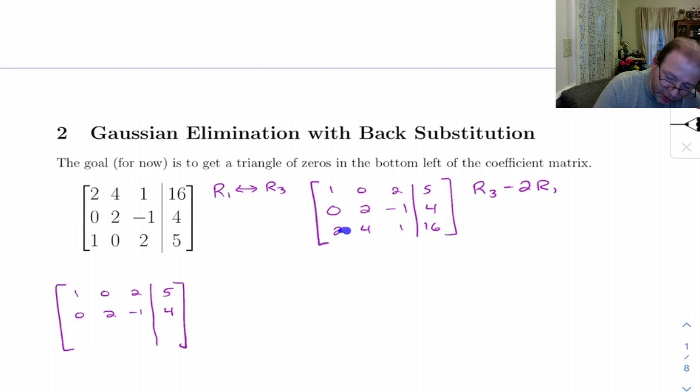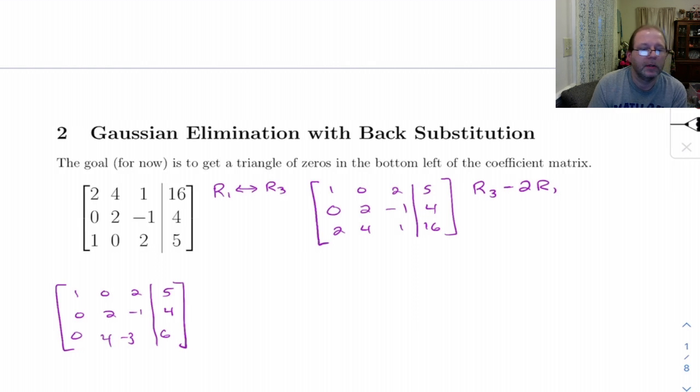What I'm going to do here is 2 minus 2 is 0. Then I'm going to do 4 minus 0 is 4. Then 1 minus 4, because remember we're doing the bottom row minus twice the top row. So 1 minus 4 is negative 3. And then 16 minus 10 is 6.